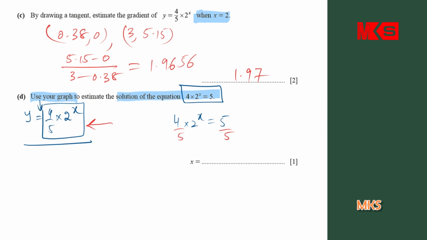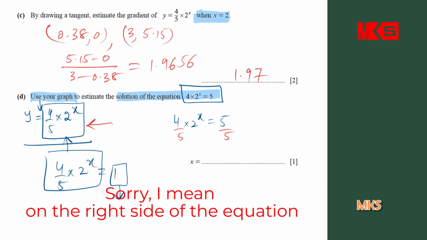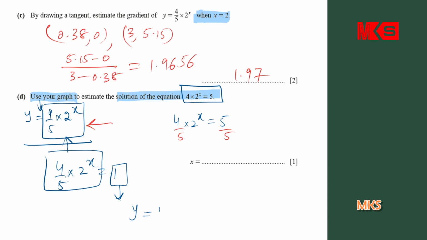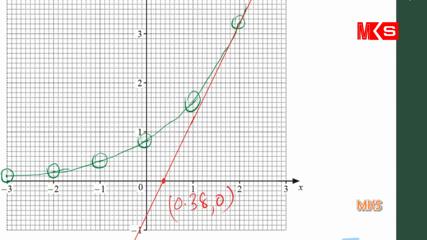So now we have got the equation 4 over 5 times 2 raised to power x is equal to 1. So this is the graph, and whatever we have on the left side, put that equal to 1. You can see here this is at the place of y. Y is equal to 1. So we will draw the line y is equal to 1.